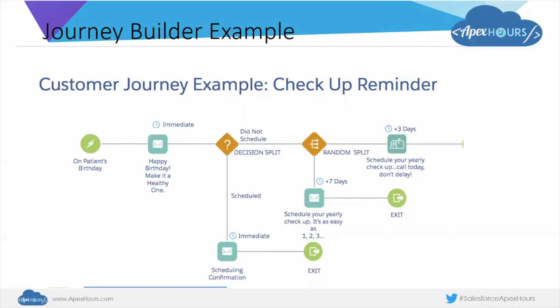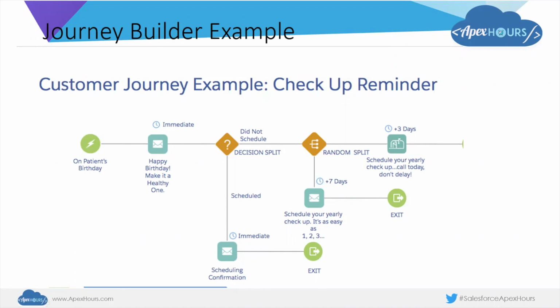Let's look at an example of a journey. This is a journey that is set for sending reminders for the patients. As you see here, the entry source is a date-based entry source. So on the patient's birthday, on that particular date, we're going to send out an email which says happy birthday, and we're going to encourage them to go further and schedule their annual checkup.